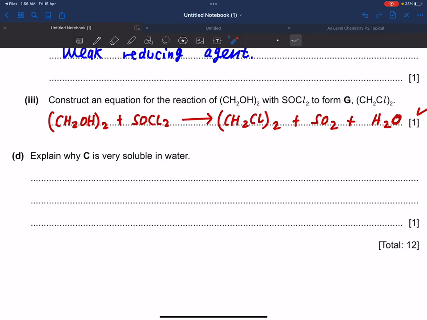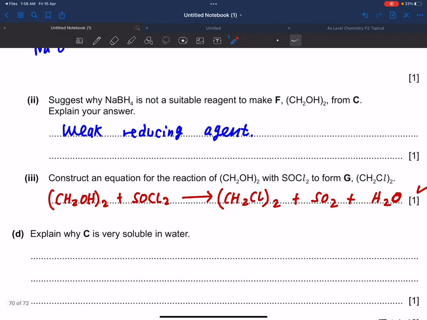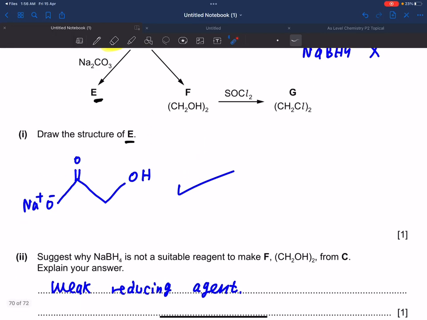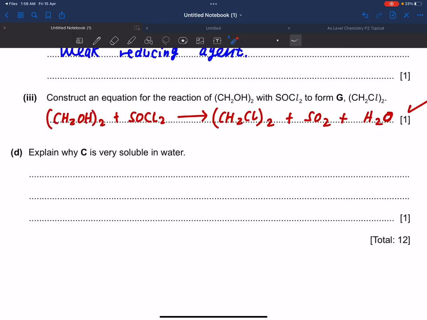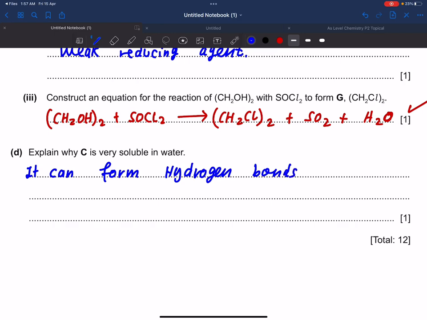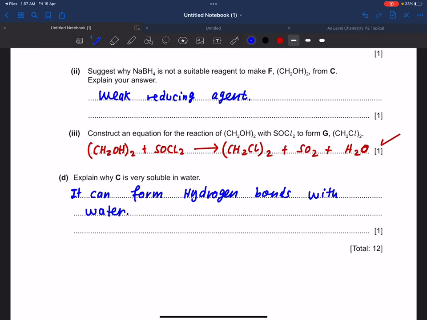Now, why is C very soluble in water? Okay, there's an OH group and OH group, so we can say it forms hydrogen bonding. It can form hydrogen bond with the water, so it is soluble. Anything that is soluble in water can form hydrogen bond with the water. Look, I'm repeating it again, this is important. This can come in physical chemistry too. When a compound is soluble in water, it means it can form hydrogen bond with the water. If it cannot form hydrogen bond, then it is not soluble.